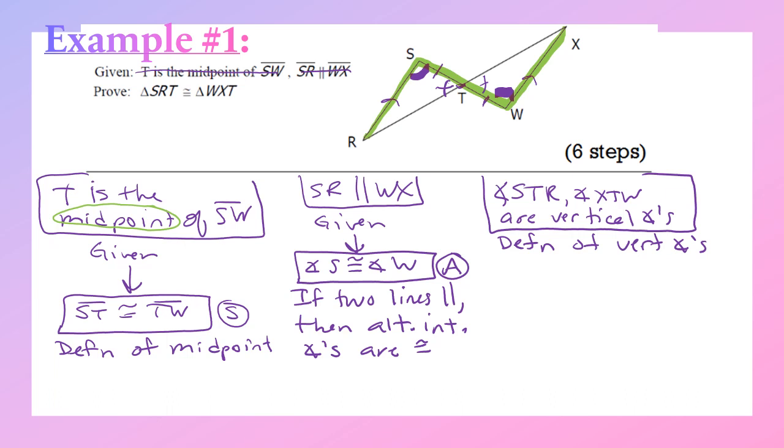And then what do we know about vertical angles? Well, we know that they are all congruent. So we can say that angle STR is congruent to angle XTW because vertical angles are congruent.